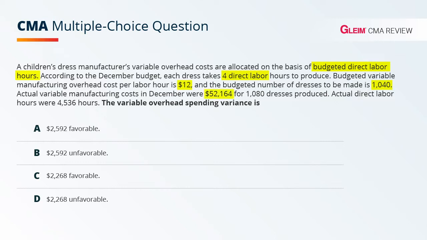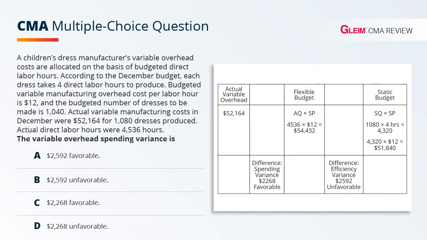Actual variable manufacturing costs in December were $52,164 for 1,080 dresses produced. Actual direct labor hours were 4,536 hours. The variable overhead spending variance is... Let's set up our variable overhead variance model for this question. Let's take a look at the model.